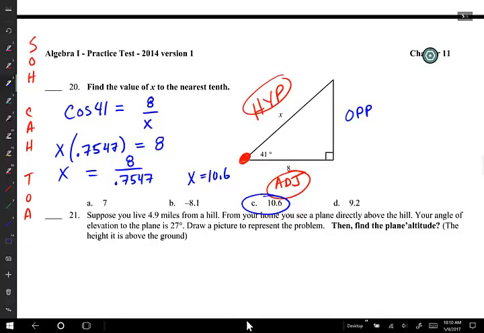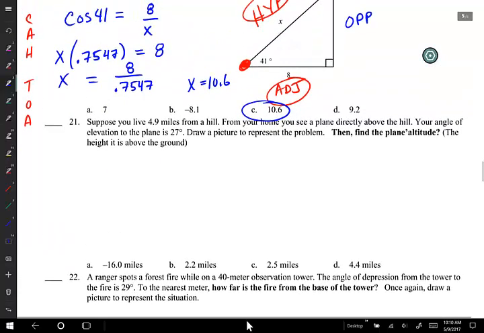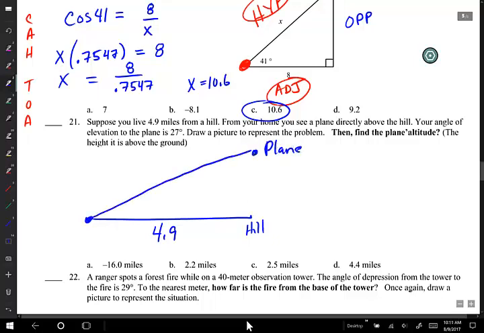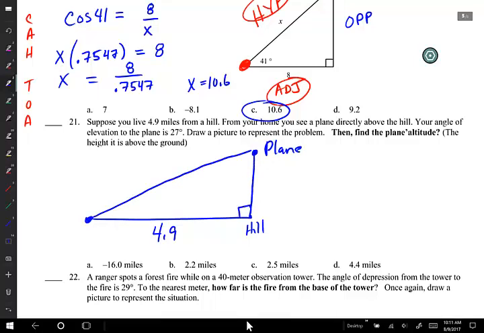All right, problem 21. We're going to have to draw a picture here. Suppose you live 4.9 miles from a hill. So here you are, 4.9 miles from a hill. You see a plane above the hill. Plane. Above means directly above, Isabel. Directly above, so that's your right angle.